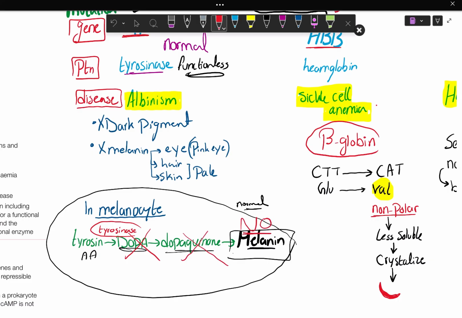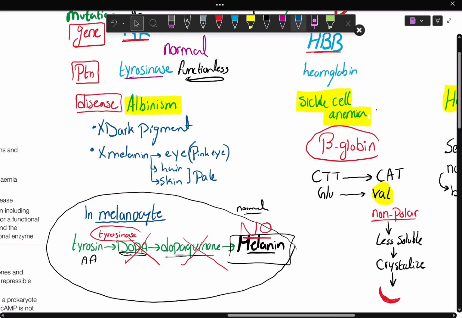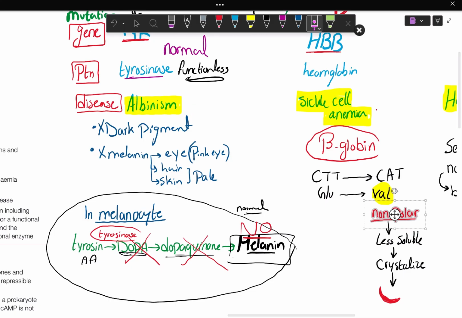So how will this look? How will a person that has no melanin look? This person will have a disease called albinism. An albino person is a person who has no pigment in their body and they look white. Not just white as a person, but no pigment in the hair or in the eye or in the skin, everywhere.